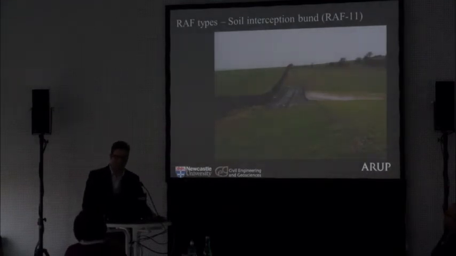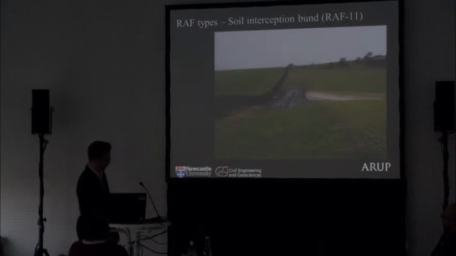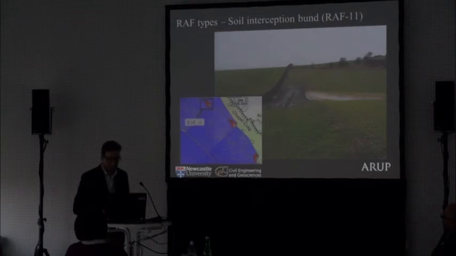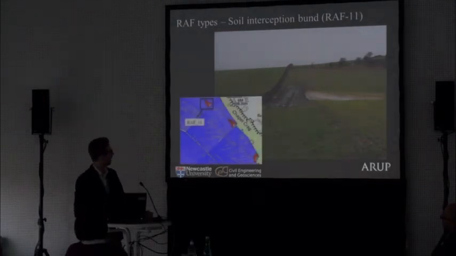So this is a feature in Belford which is designed to capture overland flow and disconnect fast flow pathways. And the water, if I can figure out how this works, is flowing from this side of the picture over here, and then it drains through a small pipe in the soil bund. And this soil bund was located using GIS analysis, and it's located up here on the map.